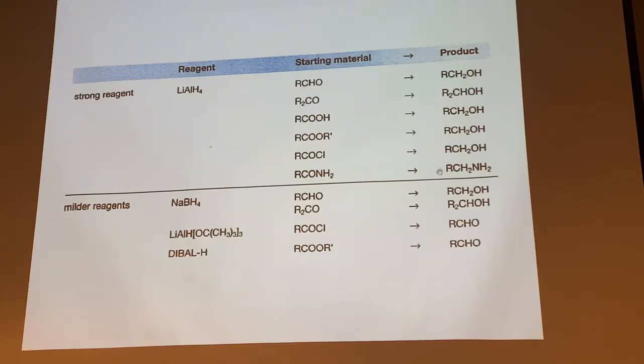Those go to primary amines, okay? All the rest go to alcohols, okay? Secondary alcohols, ketone, but all the others, the derivatives and the aldehydes, all go to that. We got sodium borohydride specific for aldehydes and ketones, okay? And then the milder reagents here, the tri-tert-butoxyaluminum hydride and DIBAL go to aldehydes. So let's look at that last one briefly here.